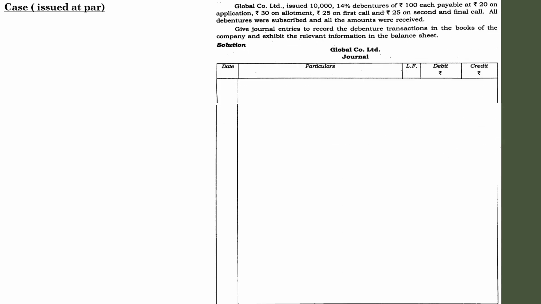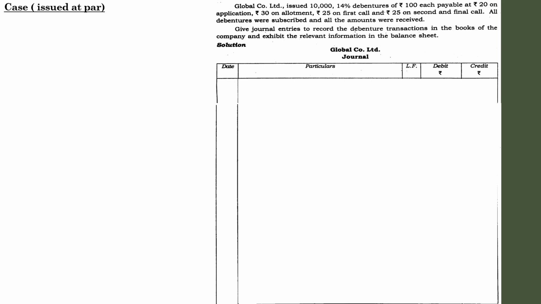Global Company Limited issued 10,000 14% debentures of rupees 100 each, payable at rupees 20 on application, rupees 30 on allotment, rupees 25 on first call and 25 on second and final call. All debentures were subscribed and the amounts were received. Give journal entries to record the debenture transactions in the books of the company and exhibit the relevant information in the balance sheet. So in this question you will have to pass the necessary journal entries, and not only that, you have to prepare a balance sheet.